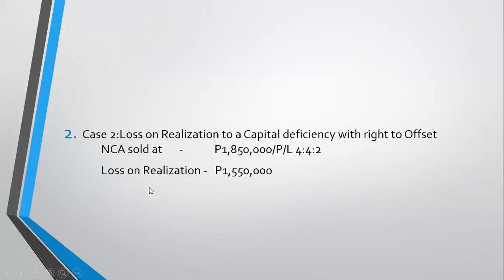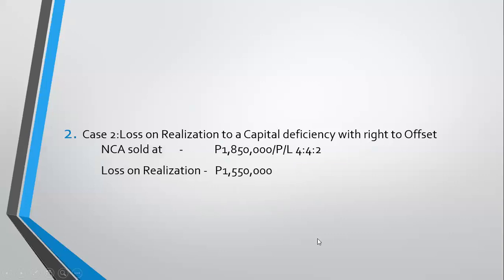So, yung case number 2, ipipresent niya yon. So, the assumption here, the NCA or the non-cash asset is being sold at 1,850,000. So, our loss on realization is 1,550,000. Alam nyo na ngayon kung paano kinocompute yung loss on realization. Ang pinagko-compare lang natin dyan, magkano yung inyong ibinenta at magkano yung napagbentahan.